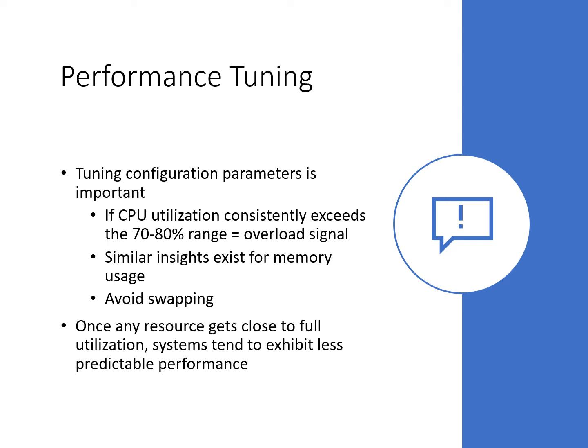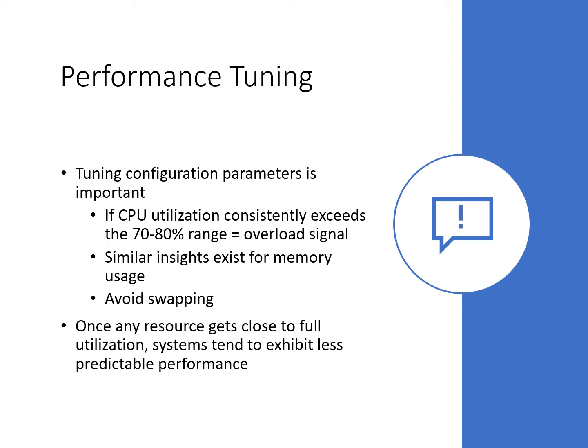Time spent tuning configuration parameters on our application servers to efficiently handle anticipated loads is therefore rarely wasted. A rule of thumb is if CPU utilization consistently exceeds the 70 to 80% range, this is a signal of overload. Similar insights exist for memory usage.